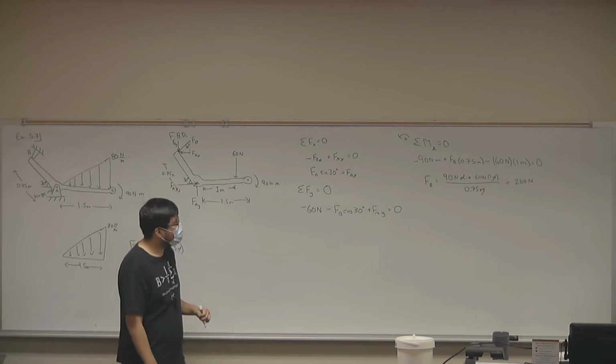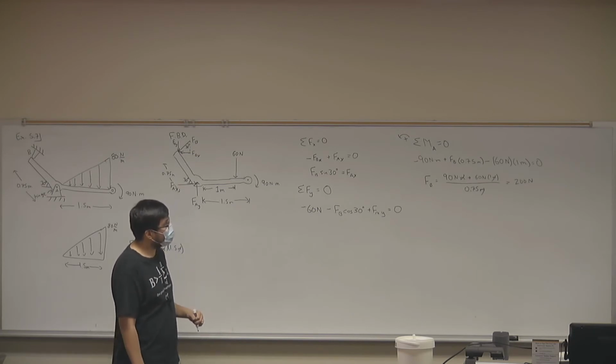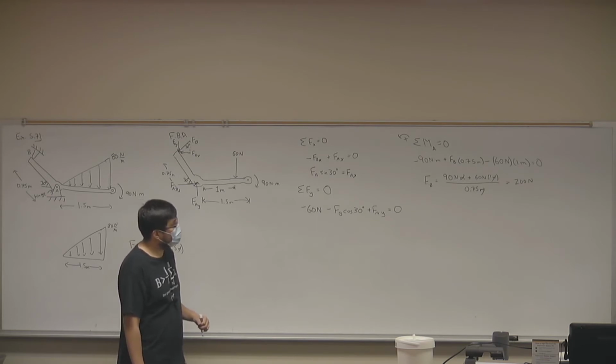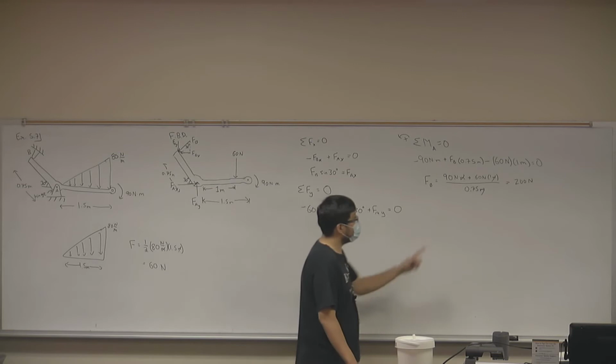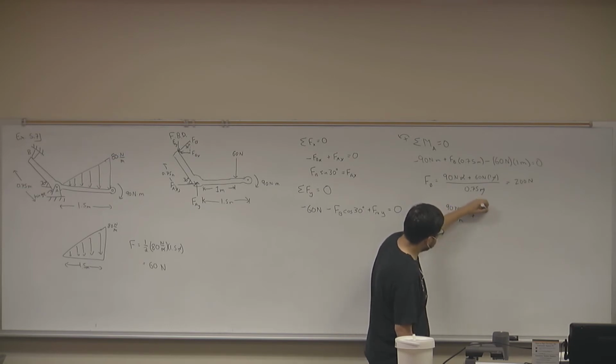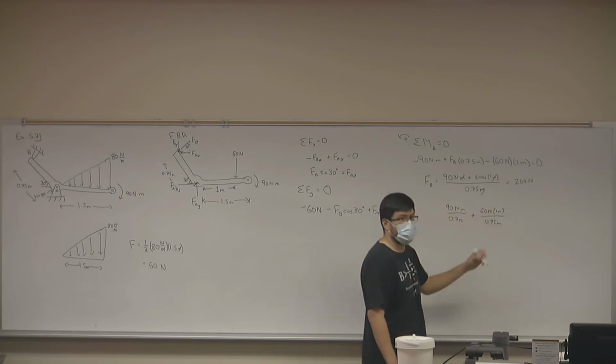In this case, why is it okay that we have 2 meters on the top and only 1 on the bottom when we end up with newtons? Oh, because you're adding on the top, not multiplying. This is just the same as 90 newton meters over 0.75 meters plus 60 newtons times 1 meter over 0.75 meters. It's the same thing. Okay?